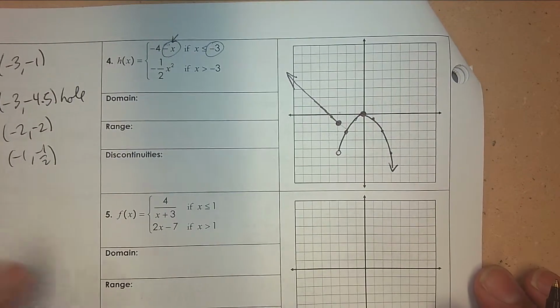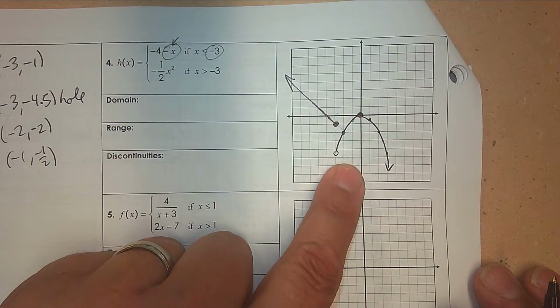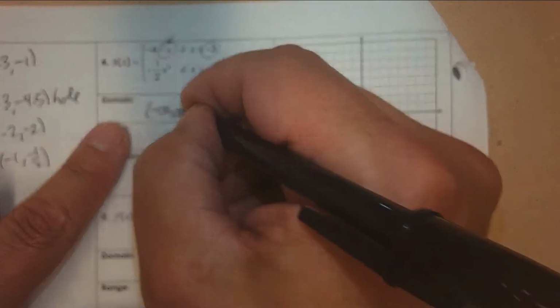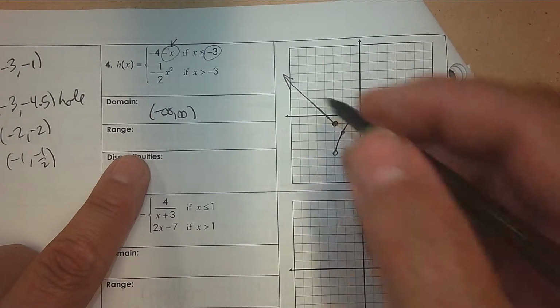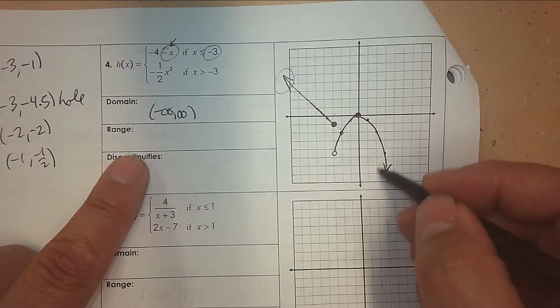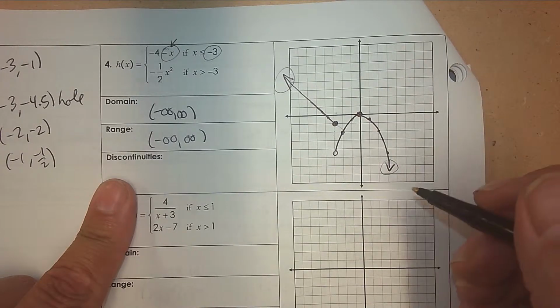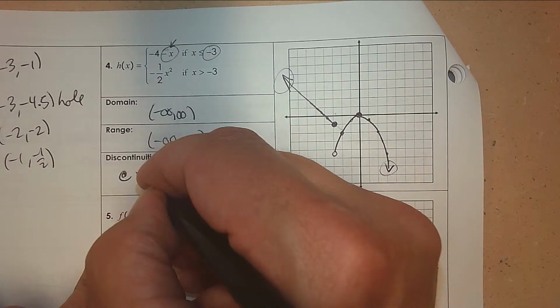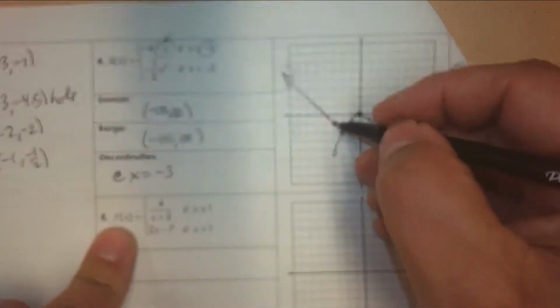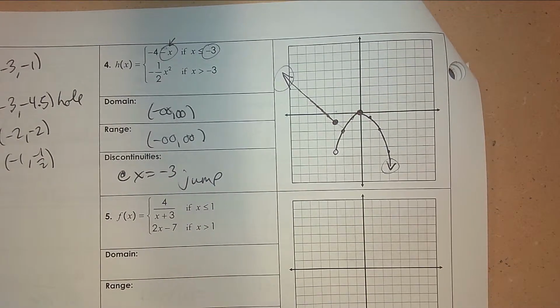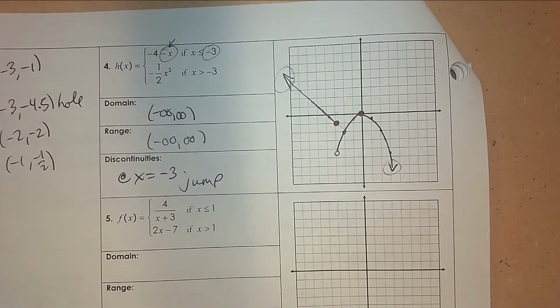So you can see one piece is a line and the other piece is a parabola. The domain of this is all real numbers. The range, so the top part of the range to the bottom part, the range actually is all real numbers. Is there a discontinuity? Yep, at x equals -3, there's a jump. And you did it. All right, let's keep practicing until we get it right.